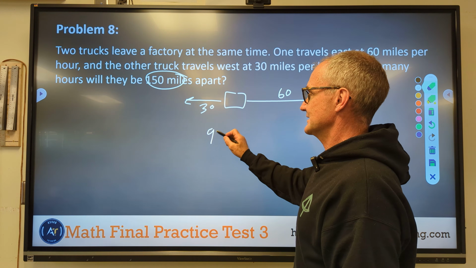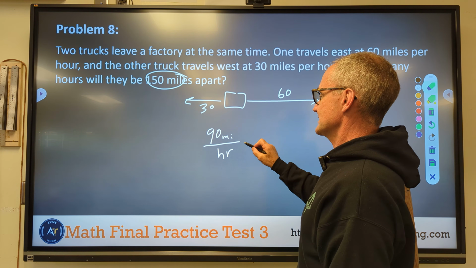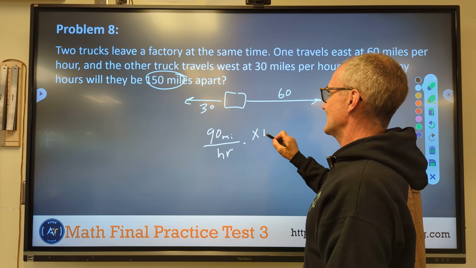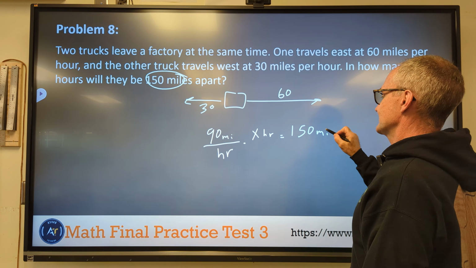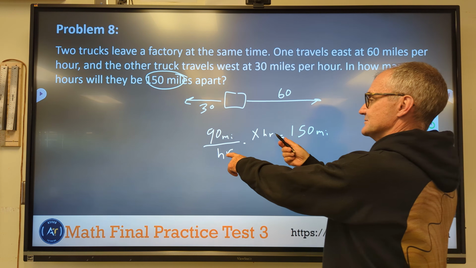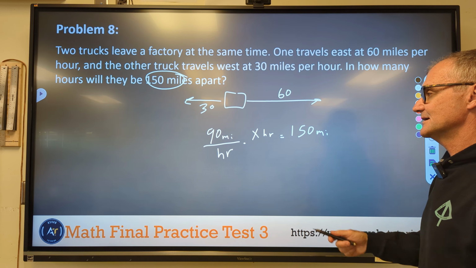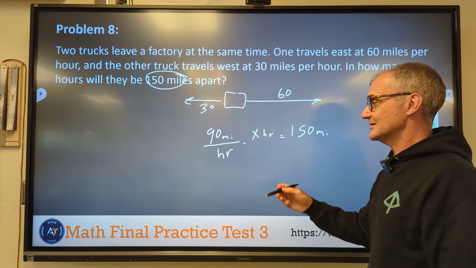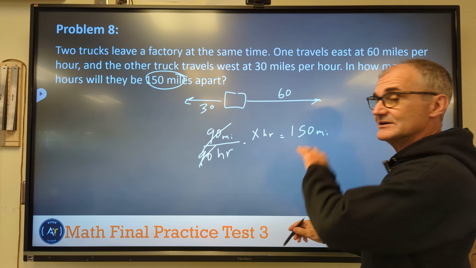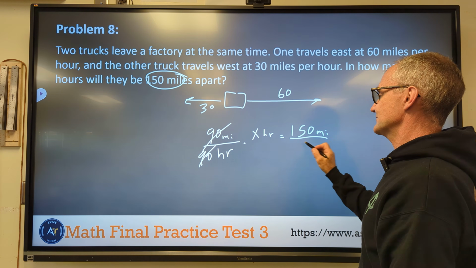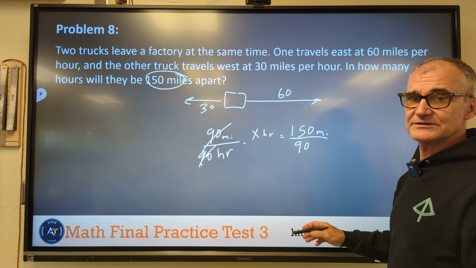So if they are traveling 90 miles per hour times how many hours will they be 150 miles apart? Well, I can see my units will cancel, and that'll give me miles, so that looks right. I have to get this x by itself. I'm going to divide both sides by 90. Those will cancel. If I do that to the left side of the equation, I also have to do it to the right side. So x is equal to 150 over 90.